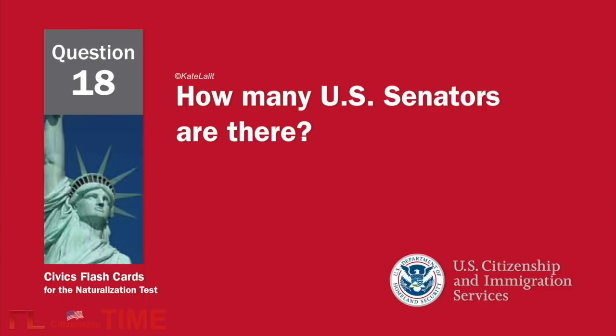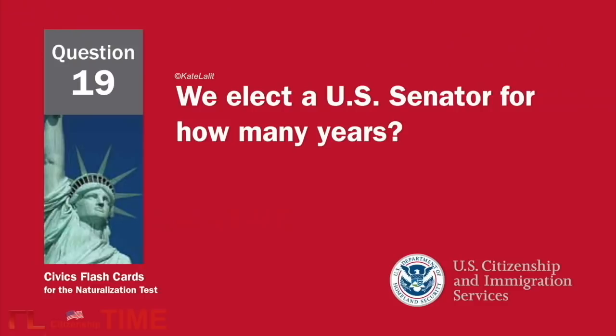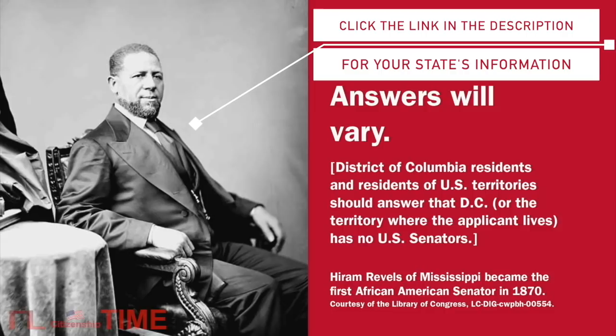How many U.S. senators are there? 100. We elect a U.S. senator for how many years? 6. Who is one of your state's U.S. senators now? Answers will vary. Click the link in the description to get the info about your state's capital, governors, senators, and representatives. District of Columbia residents and residents of U.S. territories should answer that D.C. or the territory where the applicant lives has no U.S. senators.